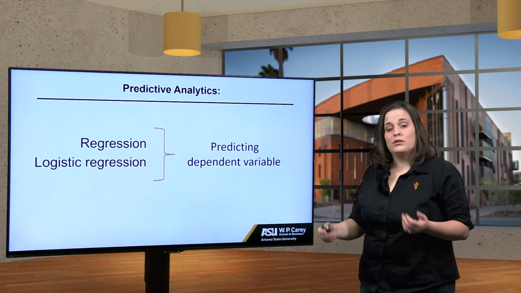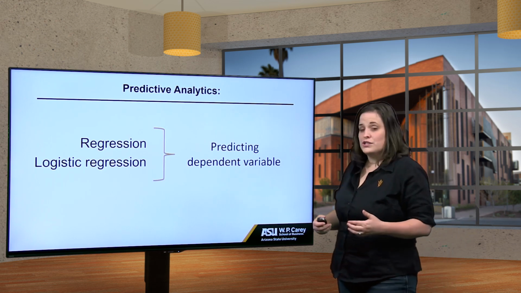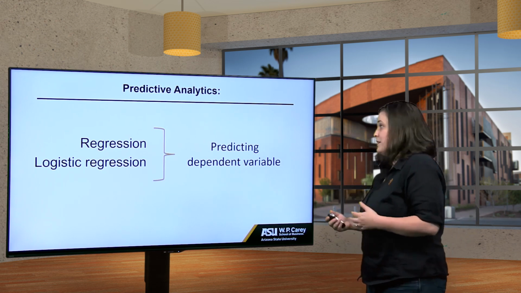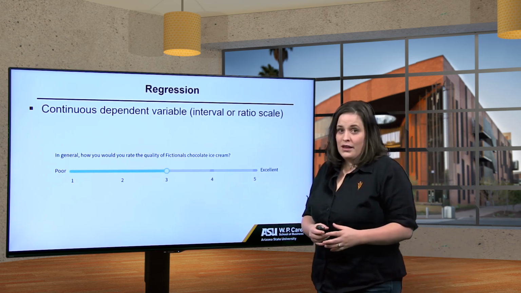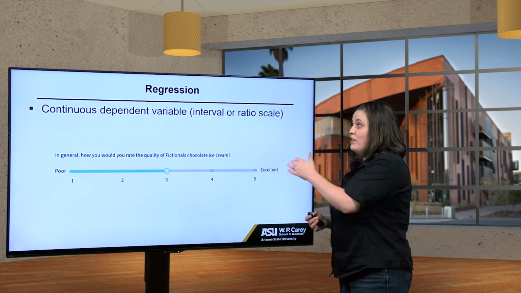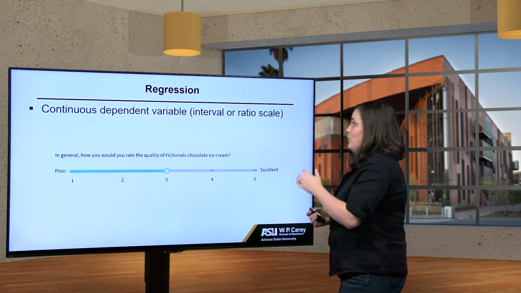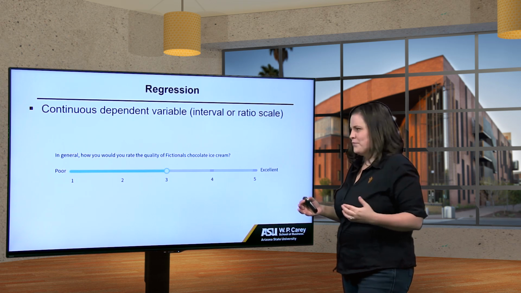What's new this week is we're going to be talking about regression, specifically regression and logistic regression, both of which are predicting a dependent variable. The difference here is in what kind of dependent variable. So regression predicts a continuous dependent variable that's using an interval or a ratio scale. Remember those from last week?